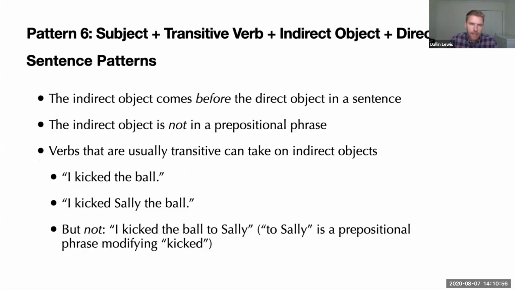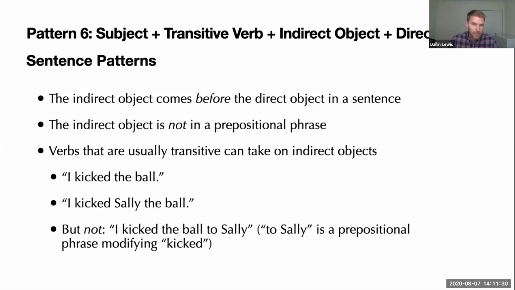Now, I will admit that indirect object sentences are more rare than you might expect, because normally we use a prepositional phrase rather than an indirect object, and those are not the same thing. Indirect objects are always nominal, while prepositional phrases are always adverbial or adjectival. Okay, so that's a key distinction. I kicked Sally the ball is a sentence with an indirect object. The direct object is the ball. Sally is the indirect object, the recipient of the object.